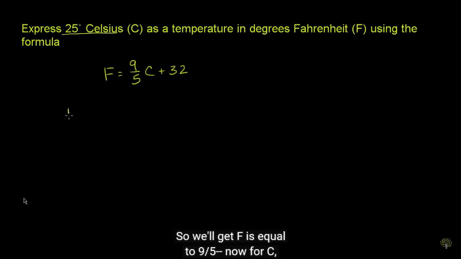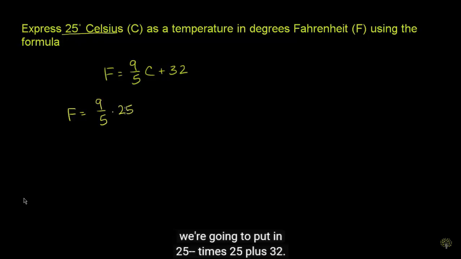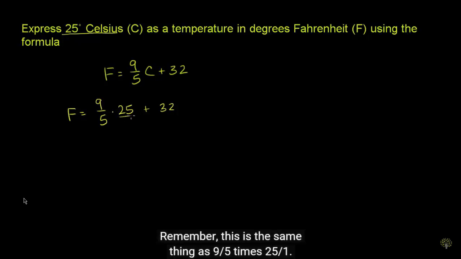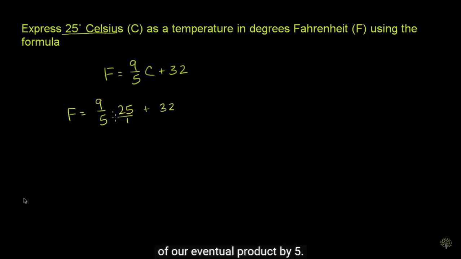So let's do that. So we'll get F is equal to 9/5 times, now for C, we're going to put in 25, times 25 plus 32. And now we can simplify this before we multiply 25 times 9. Remember, this is the same thing as 9/5 times 25 over 1. We can essentially divide the numerator and the denominator of our eventual product by 5.